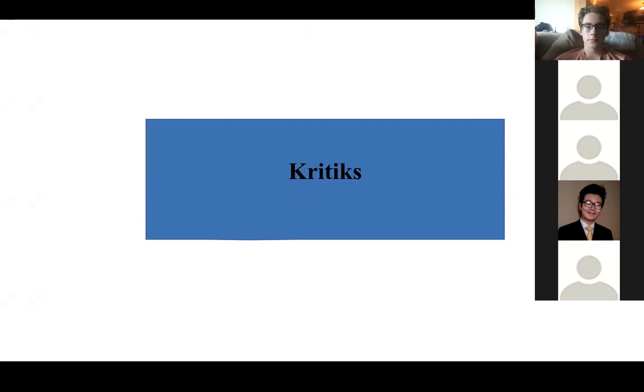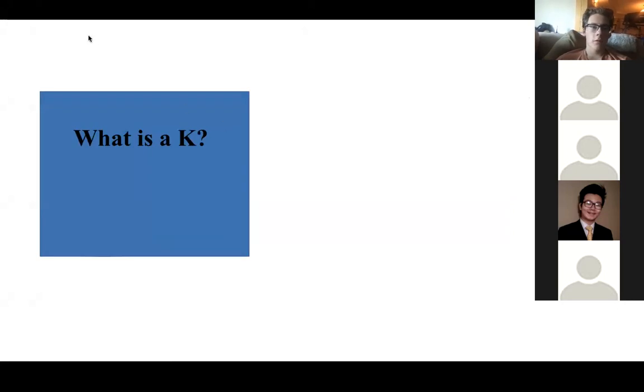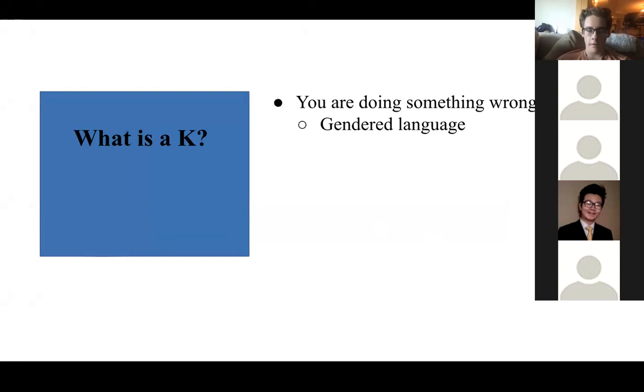Critiques lecture. So first, what is a K, right? What consists of a K? What actually makes up a K? A K can be designed in one of three ways.